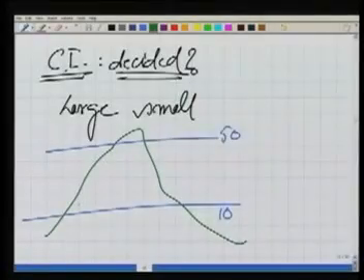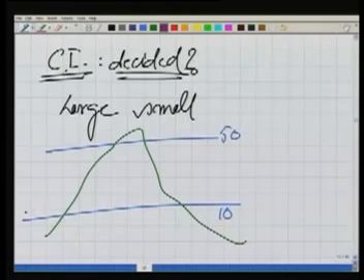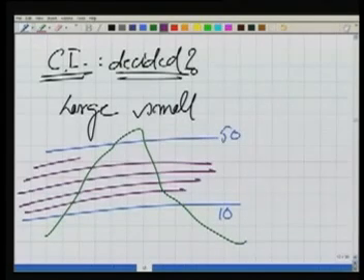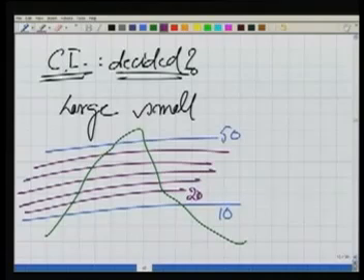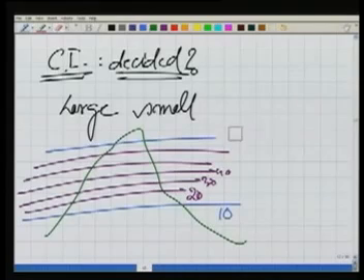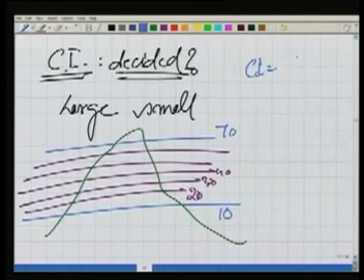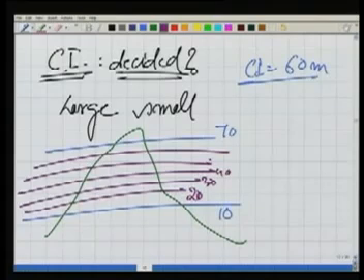Or I can have multiple contours, 20, 30, 40 and so on. Of course, this will be done in that case 60 here, or rather let's say it's 70. So in one case the contour interval is 60 meter, while in the other case the contour interval is 10 meter.